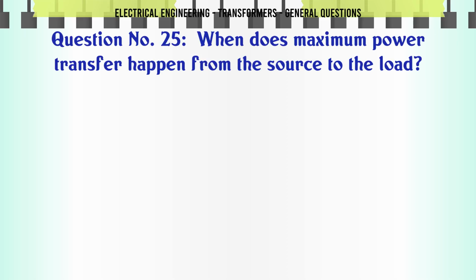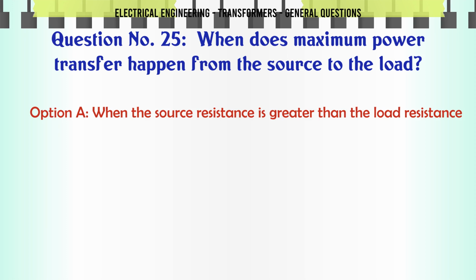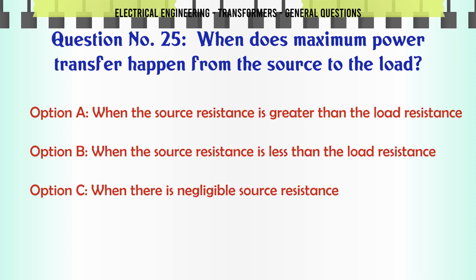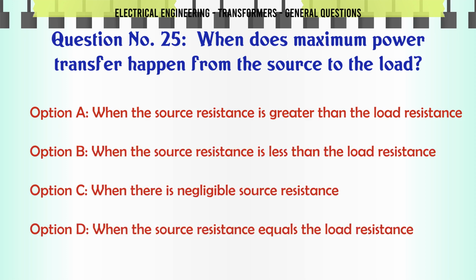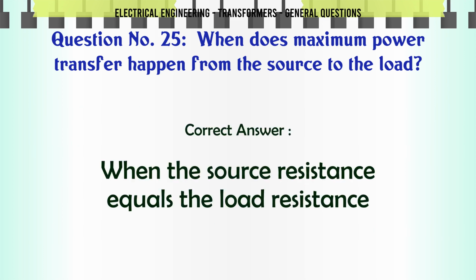When does maximum power transfer happen from the source to the load? A. When the source resistance is greater than the load resistance. B. When the source resistance is less than the load resistance. C. When there is negligible source resistance. D. When the source resistance equals the load resistance. The correct answer is when the source resistance equals the load resistance.